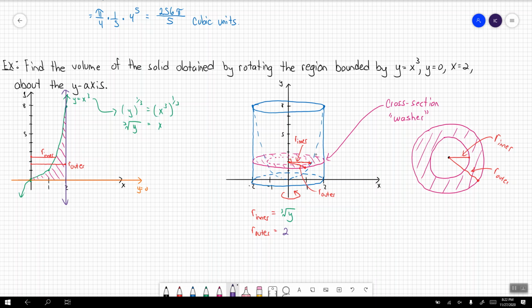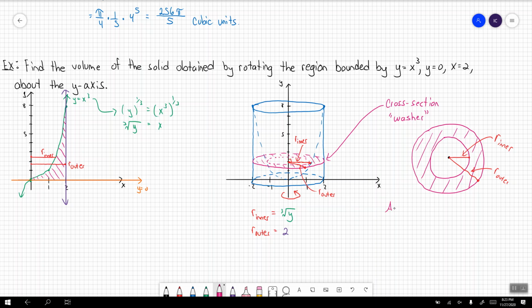And that 2 stays constant throughout this whole rotation. It doesn't move. The only one that does change is the inner radius, and that inner radius only changes depending on what sample point we chose on that interval from 0 to 8. If it's closer to 8, then that inner radius is almost as large as the outer radius. If that sample point that we choose is y is equal to, let's say, 1/2, then this inner radius is going to be slightly smaller than this outer radius. So now that we have this, let's keep finding the area of that cross section.